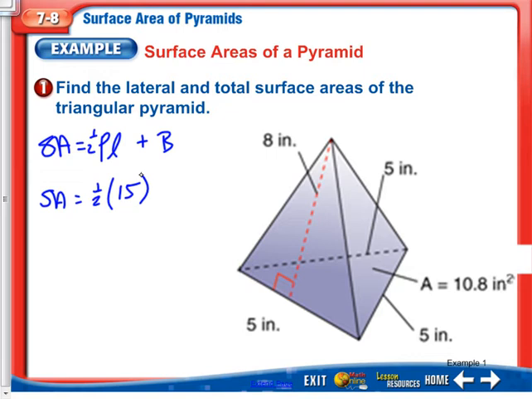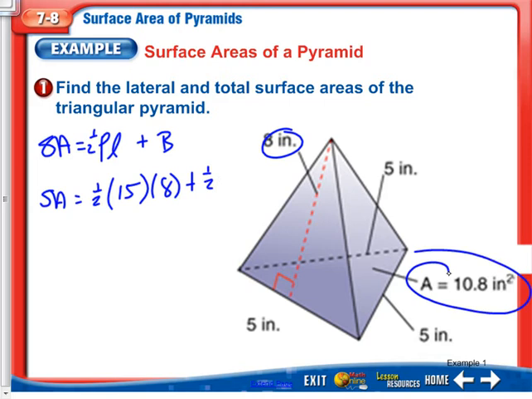We add those. Now the slant height is 8. Okay, this is the slant height right here, plus the area of the base. Now the base is a triangle in this case, so we have to do 1/2 times, but actually here, it tells us the area of the base. So that kind of makes it a little bit easier for us. So we're just going to say plus 10.8.